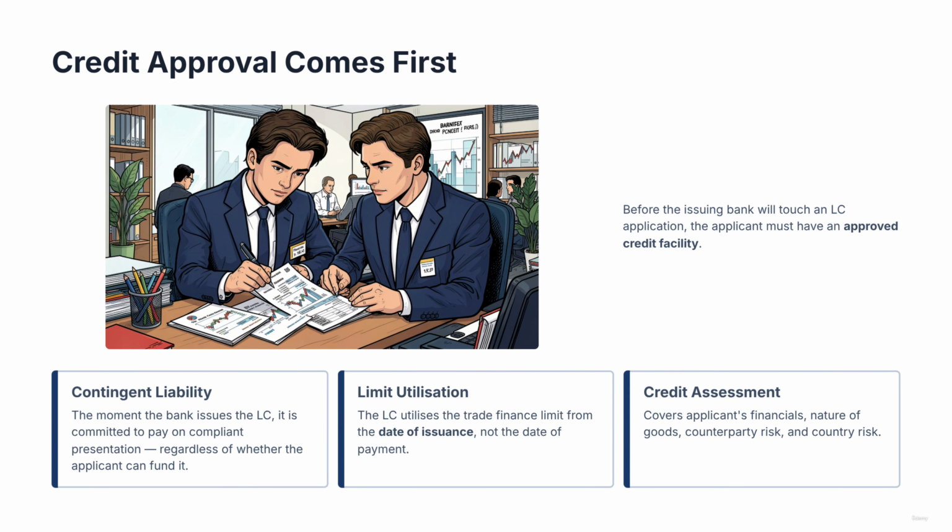Here is something that often surprises people who are new to trade finance. Before the issuing bank will touch an LC application, the applicant must have an approved credit facility. An LC is a contingent liability. The moment a bank issues it, the bank is committed to pay if documents comply. It does not matter whether the applicant can fund the payment at that point. The bank's obligation is independent. So the bank must first assess whether it is comfortable with that exposure.